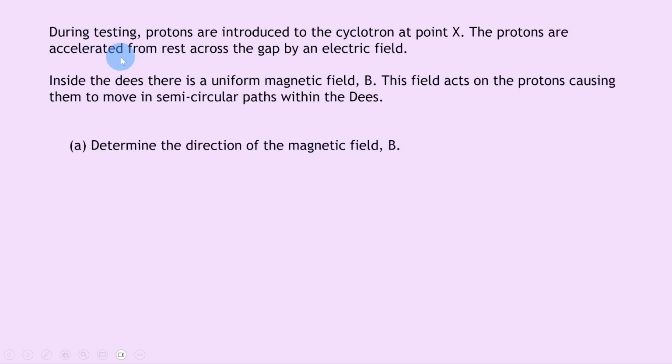It then goes on to say that during testing, protons are introduced to the cyclotron at point X. The protons are accelerated from rest across the gap by an electric field. Inside the Ds there is a uniform magnetic field B. This field acts on the protons, causing them to move in semicircular paths within the Ds. Part A says to determine the direction of the magnetic field B.